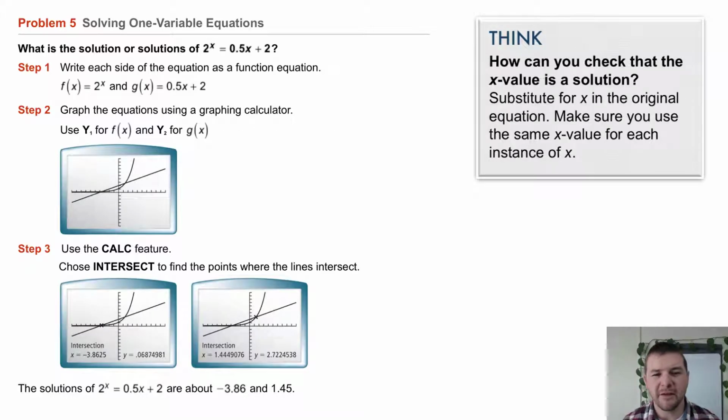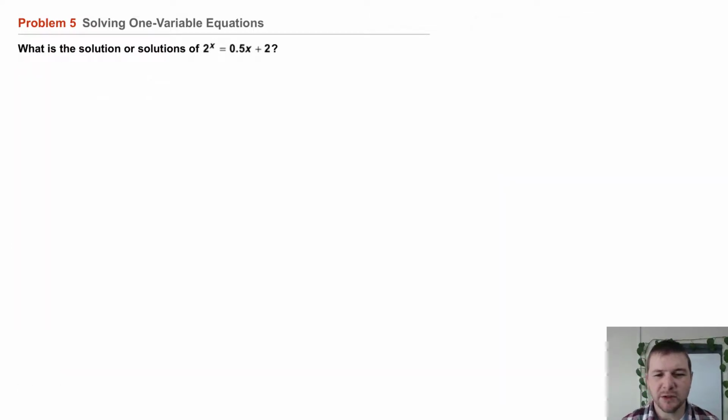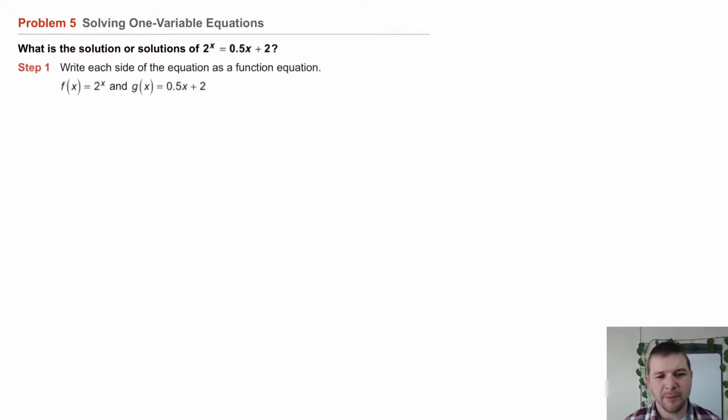Problem 5. Solving one-variable equations. What is the solution or solutions of 2 to the x power equals 0.5x plus 2? Step 1. Write each side of the equation as a function equation. This means writing f of x equals 2 to the x power, and g of x, a separate function, equals 0.5x plus 2. Step 2. Graph the equations using a graphing calculator.